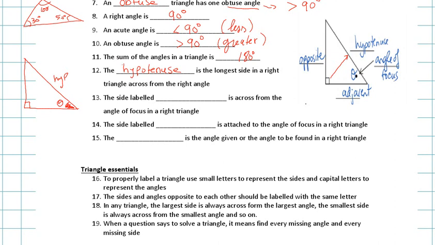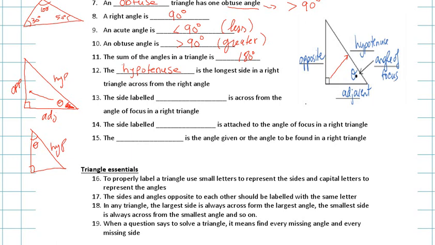Then this will be the opposite because it's across from it. And this will be the adjacent because that's the one that's adjacent to it, that shares the angle. Now what happens if this becomes my angle of focus? That's right, the hypotenuse is not going to change. It's going to stay here. But this is going to become opposite.